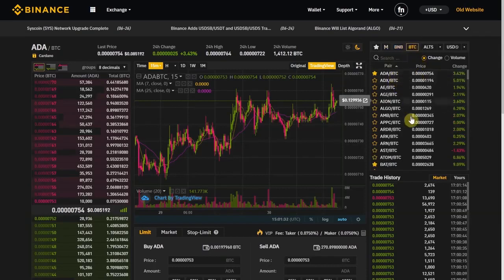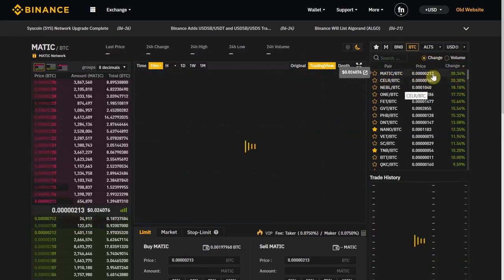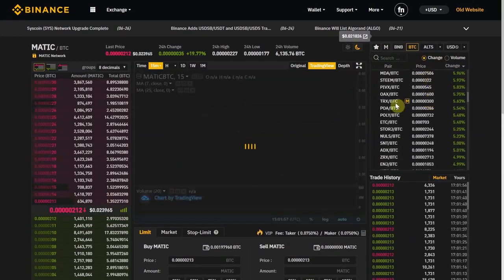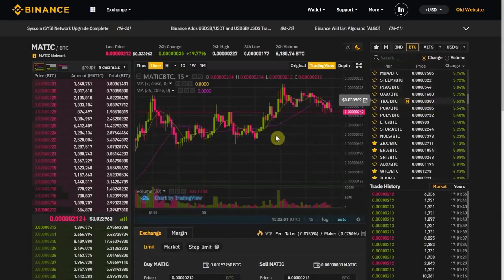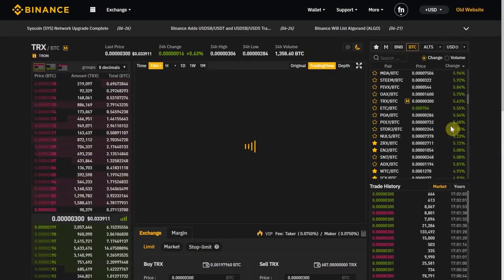And here you have the BTC pairs. So right now we're looking at Cardano here. You can sort based on volume or percentage. You can sort over here. Matic, I don't know what this one is. Anyways, this is where you can select the market that you want to buy. Let's select TRX. So TRX.